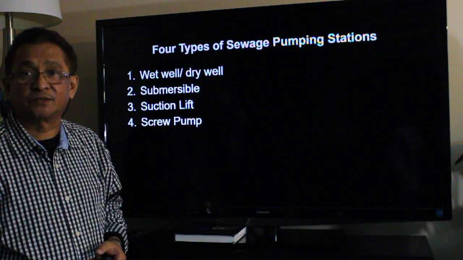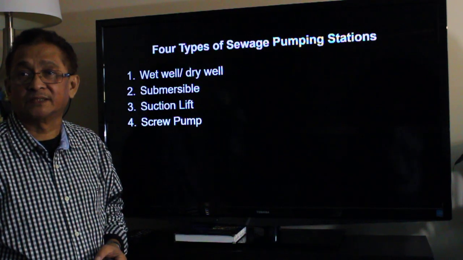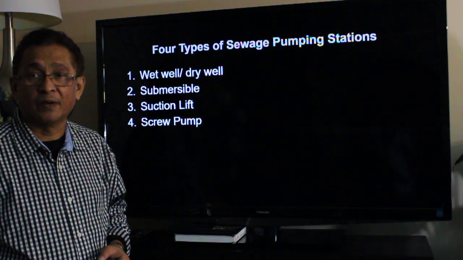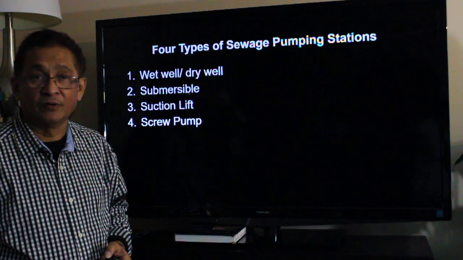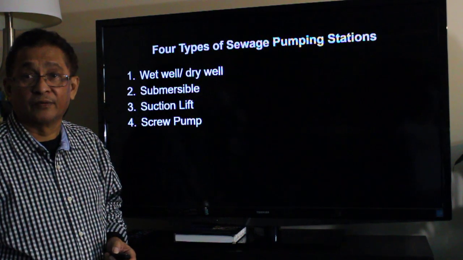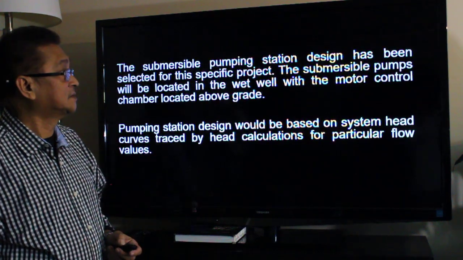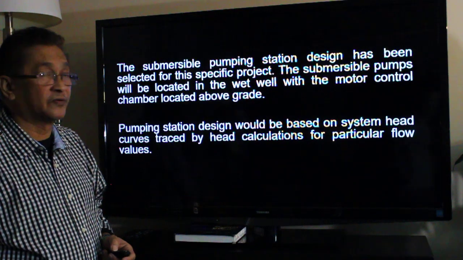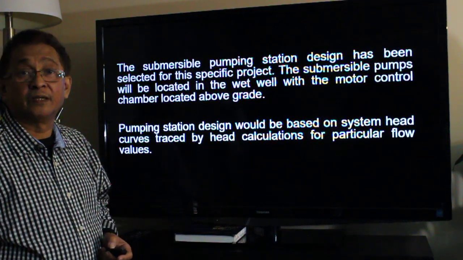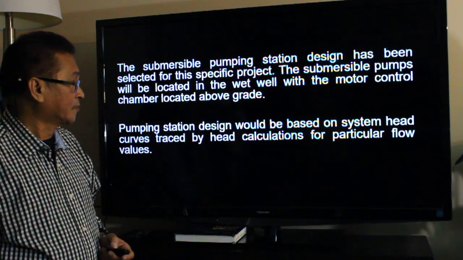And the third one is a screw pumping station, wherein it utilizes an Archimedean screw with the motor located above grade and the screw located below grade. This is popular in the irrigation business. The submersible pumping station design has been selected for this specific project. The submersible pumps will be located in the wet well with the motor control chamber located above grade.